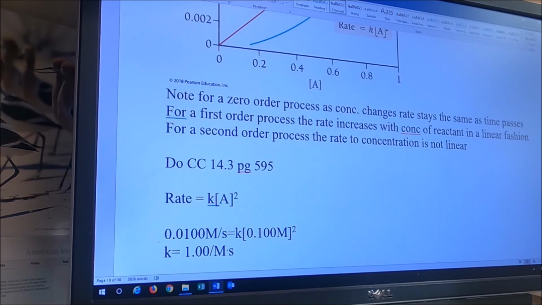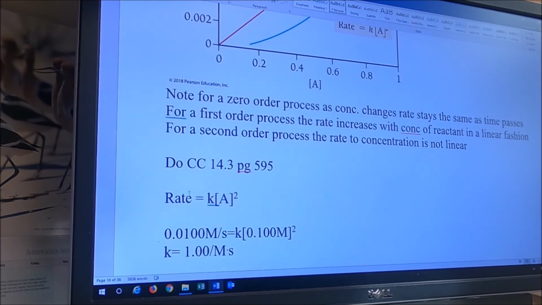The problem says the reaction A going to B has been experimentally determined to be second order. Okay? So rate equals k[A] squared. The initial rate is 0.0100 molarity per second at an initial concentration of 0.100 molar. What is the initial rate if [A] equals 0.500 molar?